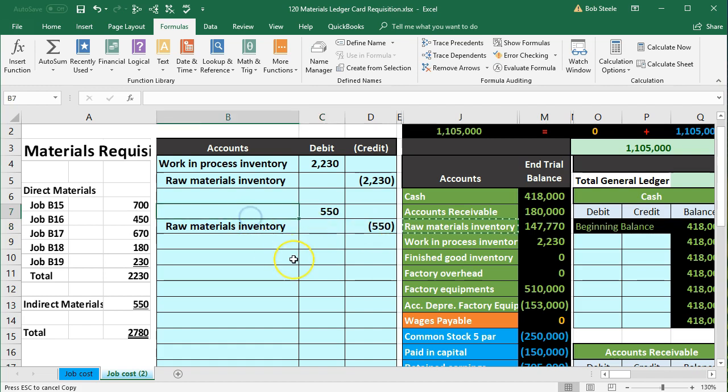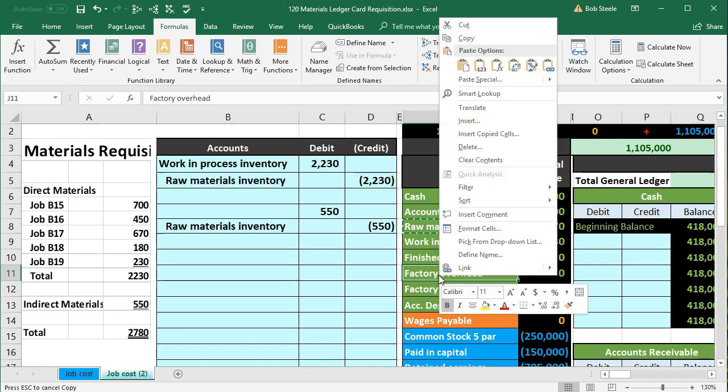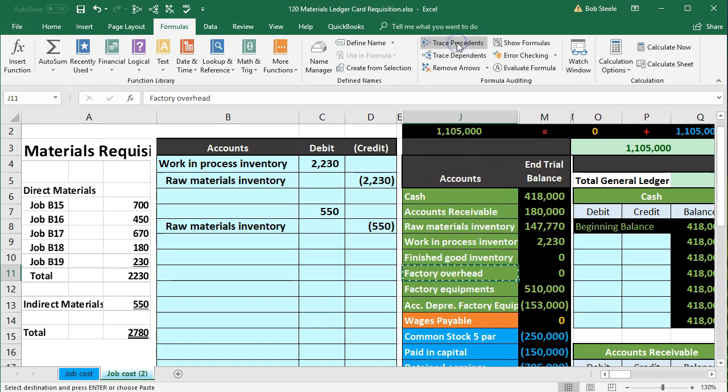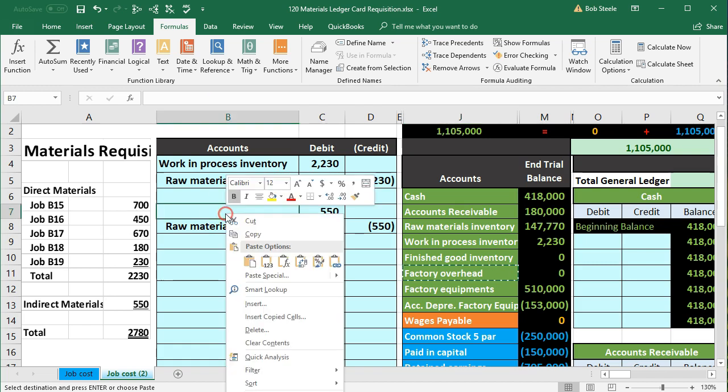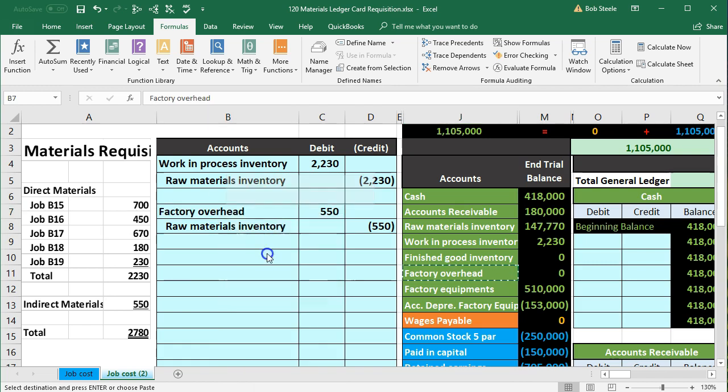And now we just need to know what that account is going to be. It's not going to be work in process because we can't apply it to a job. So we have to put it in this bucket of overhead. We will apply it to a job at a later time, but we'll have to do some type of estimate in order to do so. So I'm going to right click and copy the factory overhead, put that in B7, right click and paste 1, 2, 3. And now we'll record this out.